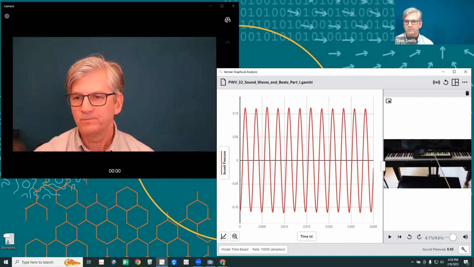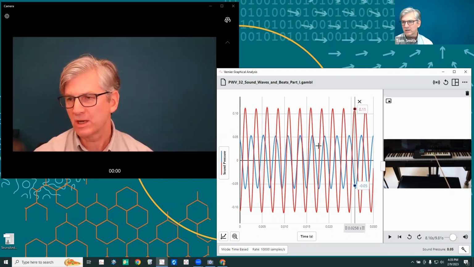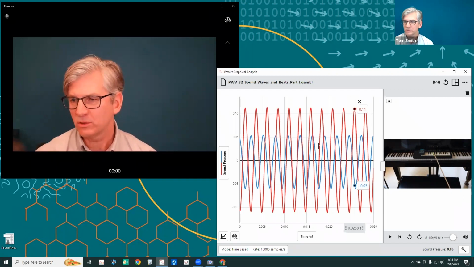We do the same thing with another note, with the F note. And so they can do that same exercise and see the difference in frequency.